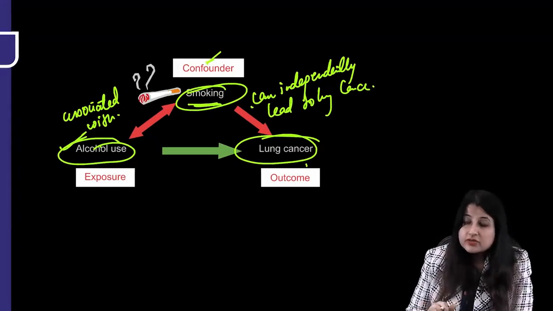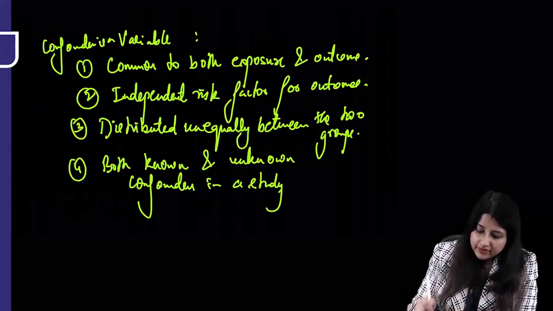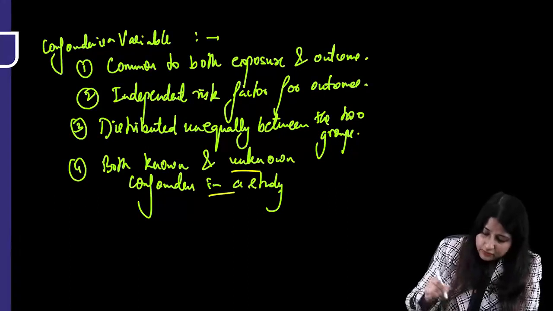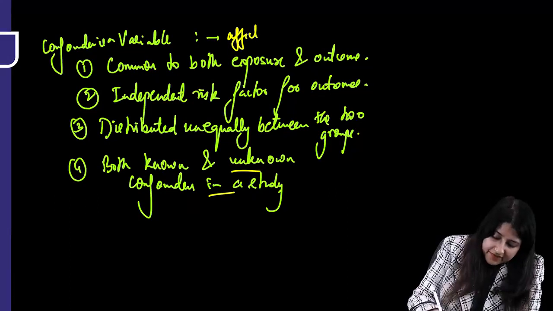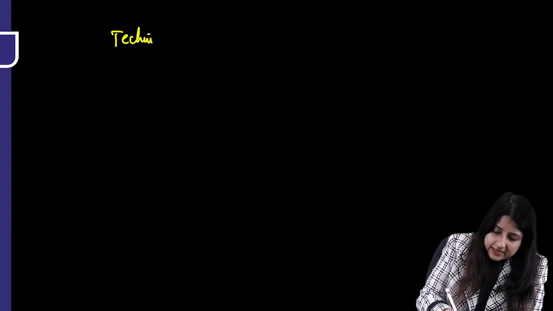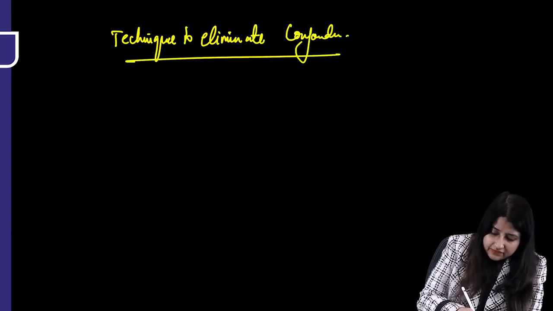Now, what do confounders do? They affect the final outcome. There can be known and unknown confounders. So obviously you need to revise all the techniques to remove confounders. If anybody asks you to eliminate confounders, please remember these techniques.